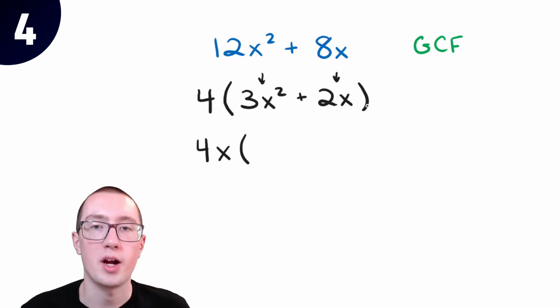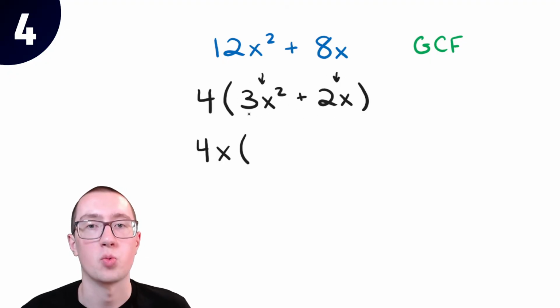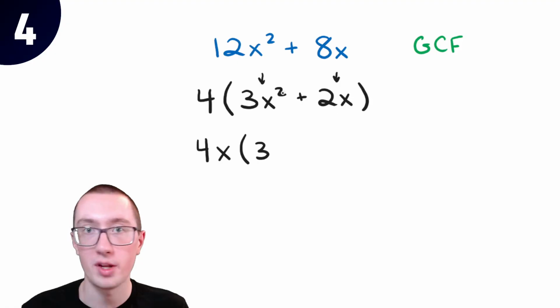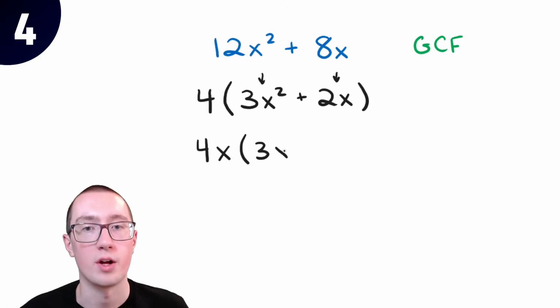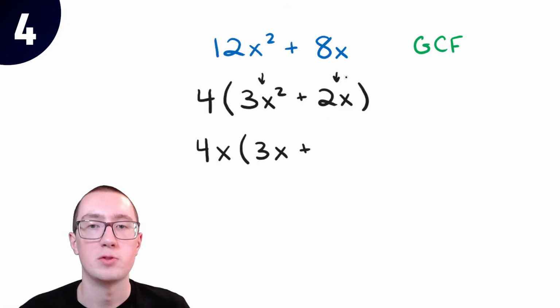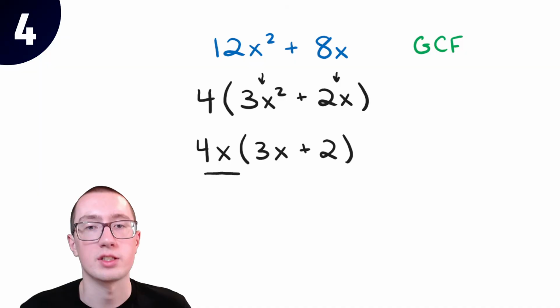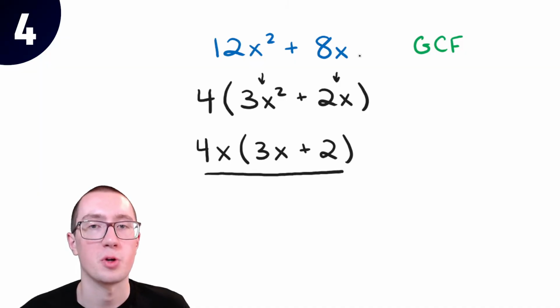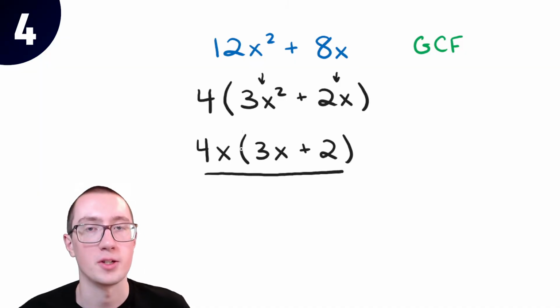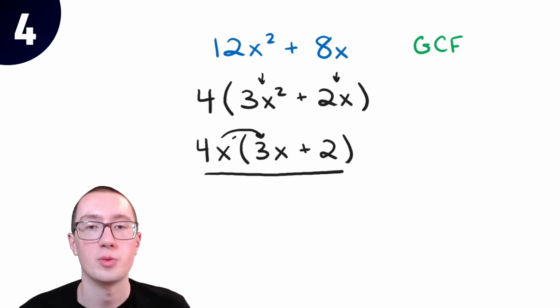And we're just going to rewrite what's in the parentheses, except we're going to pull out an x from both parts. So here we had 3x squared, that's x times x, but we pulled out one of them, so there's only going to be one x left. And then here we have 2 times x, but we're dividing out one of the x's, so all that's left is just the 2. And there we go. We have successfully factored 12x squared plus 8x. And of course, if you wanted to check your work, you could do the distributive property, and you should end up back at the top.